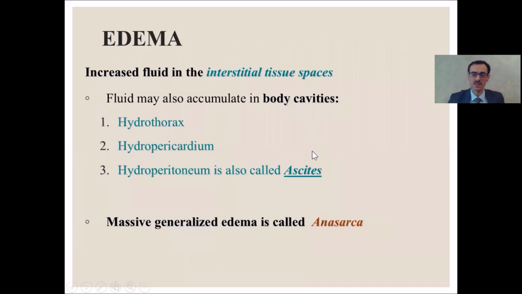And finally, let's discuss the lymph circulatory disturbances. The increased fluid in the interstitial tissue space we call the edema. The fluid may also accumulate in the three body cavities. In the thoracic cavity, we call it the hydrothorax. In the pericardium, hydropericardium. In the peritoneal or abdominal cavity, we call this ascites. The massive generalized edema, we call anasarca.